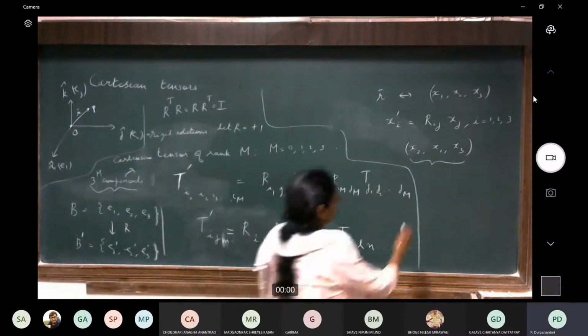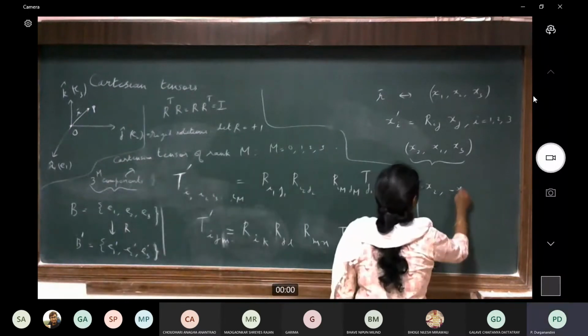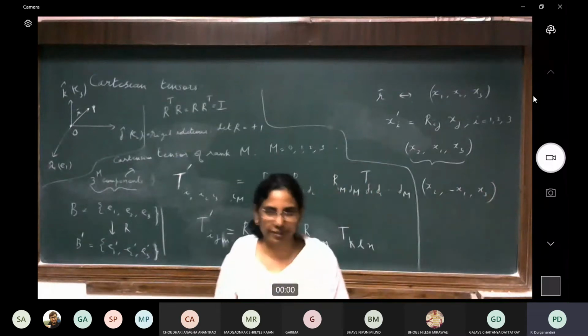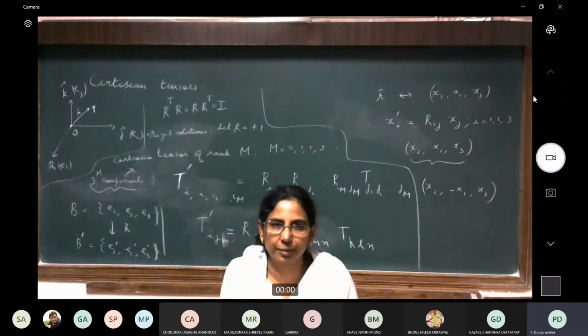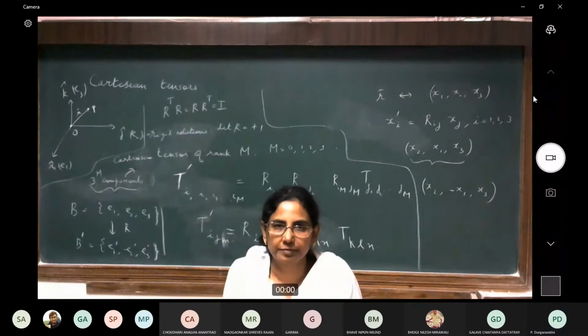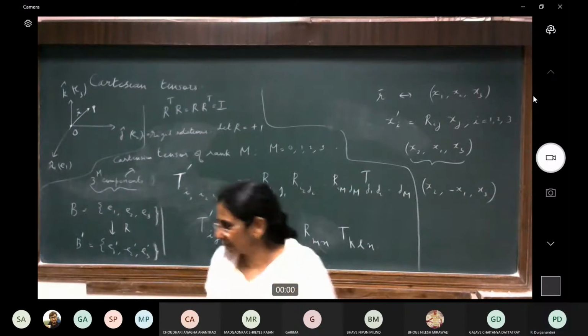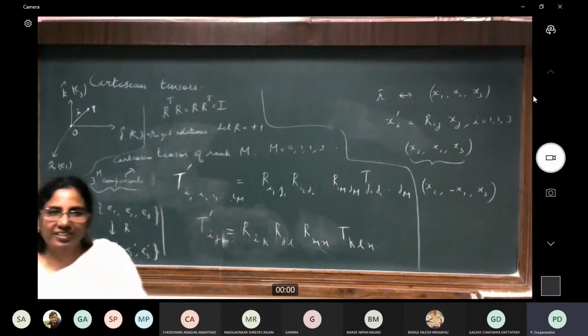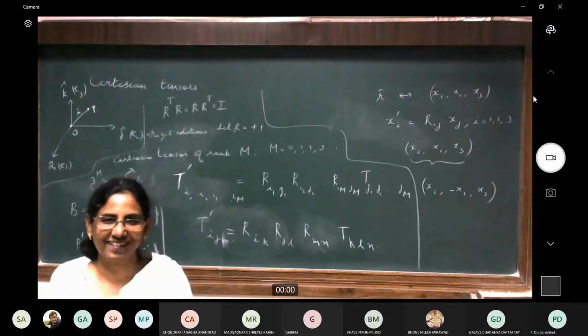And did anybody check out this particular exercise which I gave you? x2 minus x1, x3. I asked you to find out or verify that this transforms like a vector. Did anybody do it? Yes, no? Maybe. Partially. I'm giving all options.